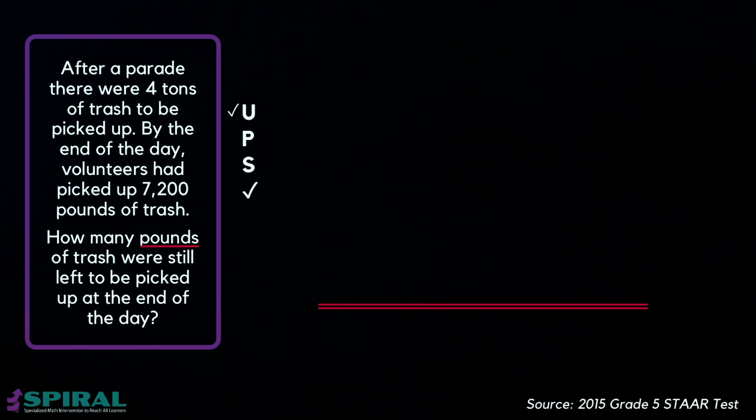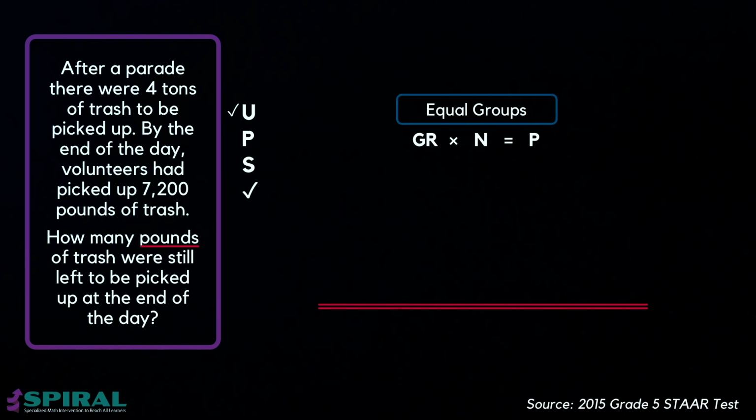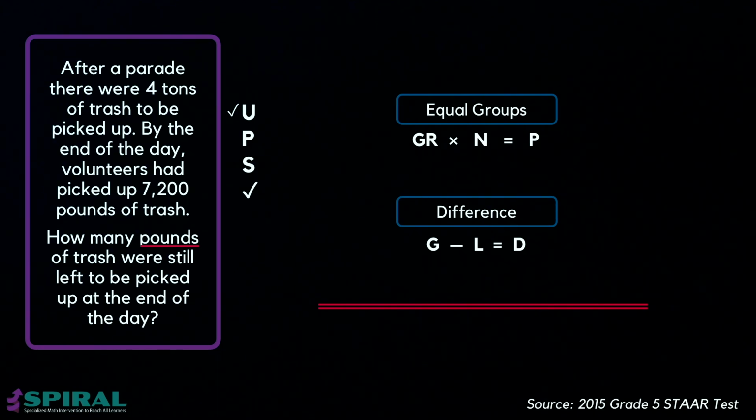Now for my P, or plan, I'm going to plan by determining the problem type or the schema. This is essentially a difference problem, but to do that work, first students need to convert tons to pounds using the equal groups equation. So we're going to write our equal groups equation here to remind us that we need to do the conversion, and we're going to write our difference equation and schema below it to remind us that this is essentially a difference problem. We're also going to write our conversion, 1 ton equals 2,000 pounds, as a reminder. Now that I have planned by identifying the schemas, I'm going to check off that P.